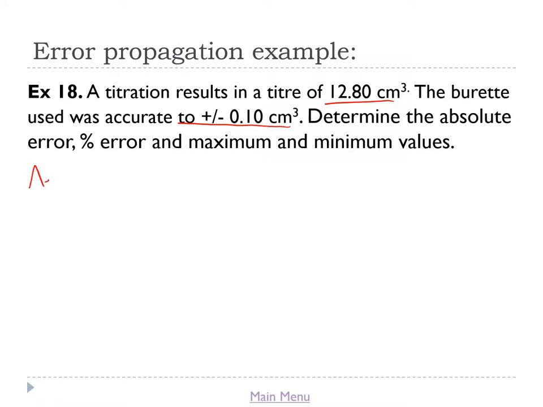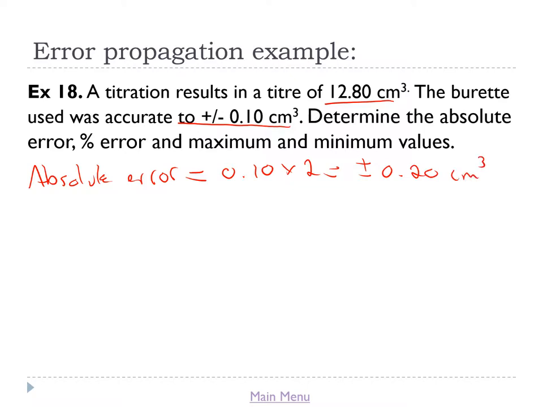Okay, so the absolute error, we've just got to look at the number of readings we take. So with a titration, like we said on the previous slide, you take two measurements. There's one at the beginning where the solution starts, and there's another one at the end where it finishes. So you've got two lots of your absolute error of 0.1. So we're going to times that by two, and it gives us an absolute error of plus or minus 0.20 centimeters cubed in our titer value.